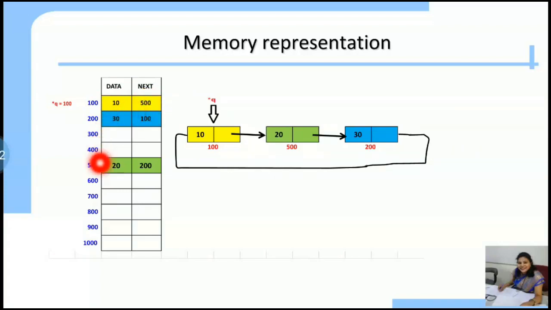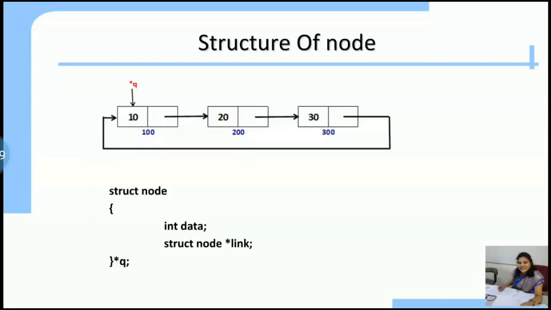From this we jump to location 500. At 500 we find the data 20 along with the address of the next node. The address of the next node is 200. So we jump to location 200. There the data is 30 and the address is 100. So 100 is the address of the first node of the circular linked list, and we again go to the first node. This is how the circular linked list is stored in memory.